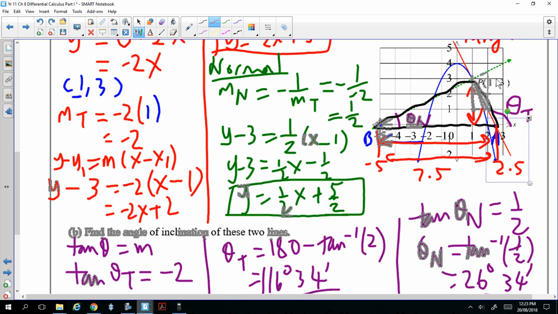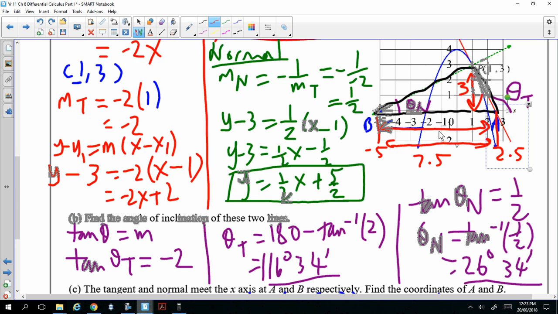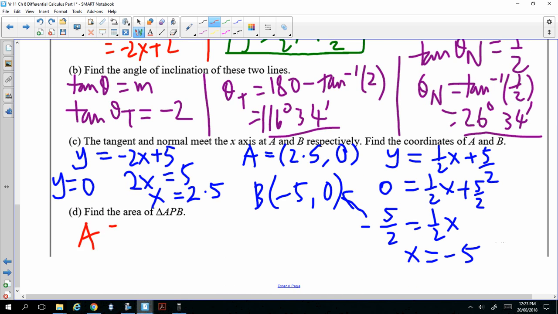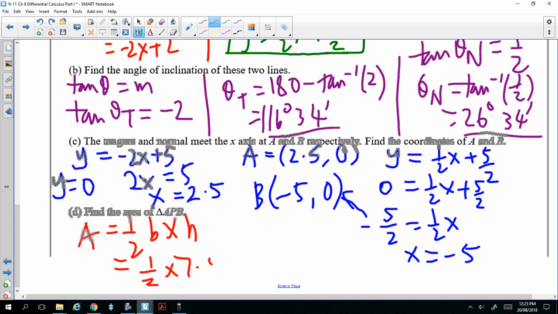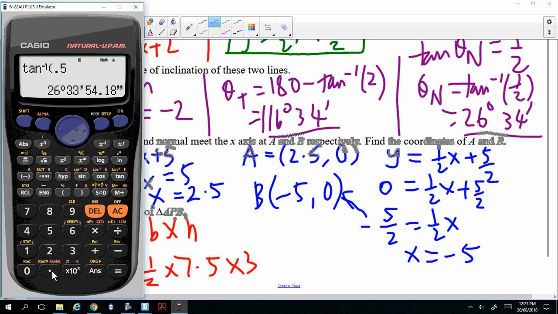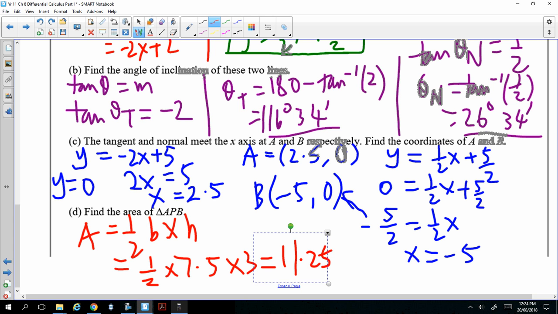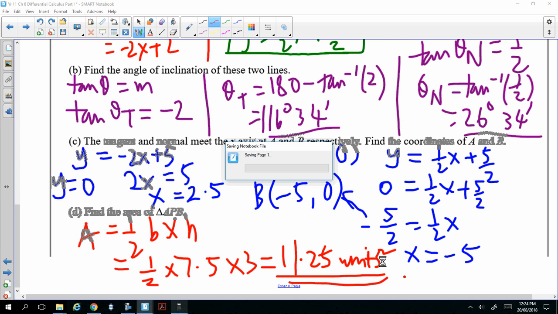So how do you find the area now? Area is half base times height. So you go half times 7.5 times 3, and then use your calculator. Alright, 11.25 is the area, in square units. Alright, done. Let's move on to the next question.